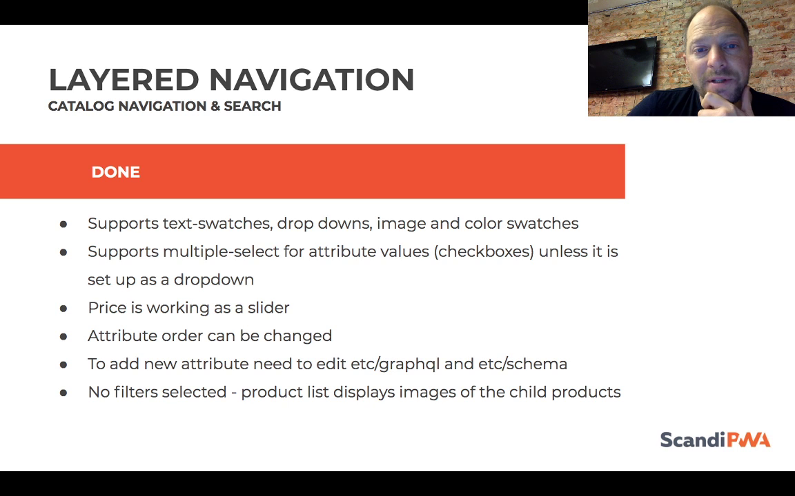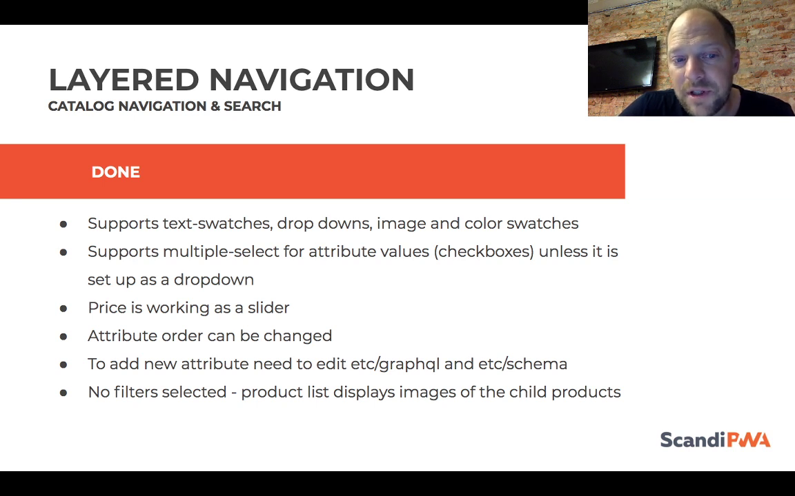Layered navigation supports text swatches, drop-downs, image and color swatches. It's multiple selects for attribute values, like a checkbox. Price is working as a slider. Attribute order can be changed, and to add a new attribute you need to edit the GraphQL and other schema. But it will take 2 weeks to make it traditional Magento backend, just like all the other features we are discussing here.